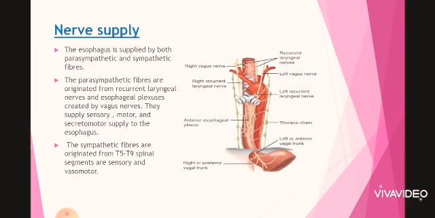Nerve supply. The esophagus is supplied by both parasympathetic and sympathetic fibers. The parasympathetic fibers originate from recurrent laryngeal nerves and esophageal plexus, which is created by vagus nerves. They supply sensory, motor and secretomotor supply to the esophagus. The sympathetic fibers originate from T5 to T9 spinal segments, and are sensory and vasomotor.